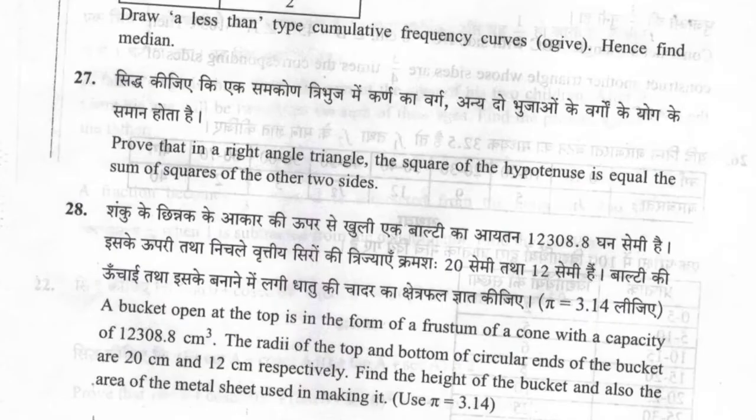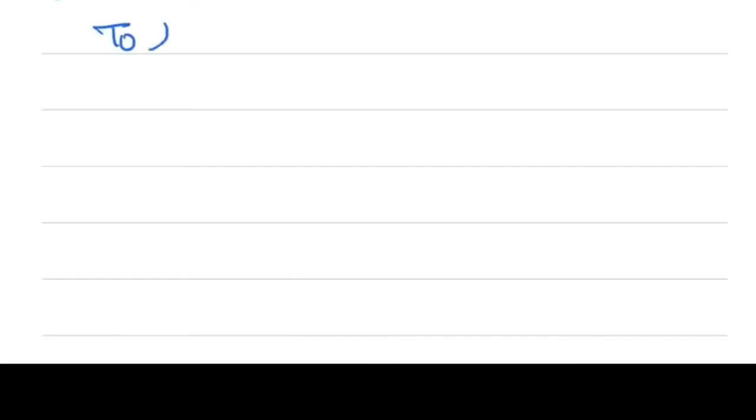The 27th question. In this we have to prove that in a right angle triangle the square of the hypotenuse is equal to the sum of squares of the other two sides. So basically we have to prove the Pythagoras theorem. To prove: hypotenuse square is equal to the sum of the squares of the other two sides, so perpendicular square plus base square.